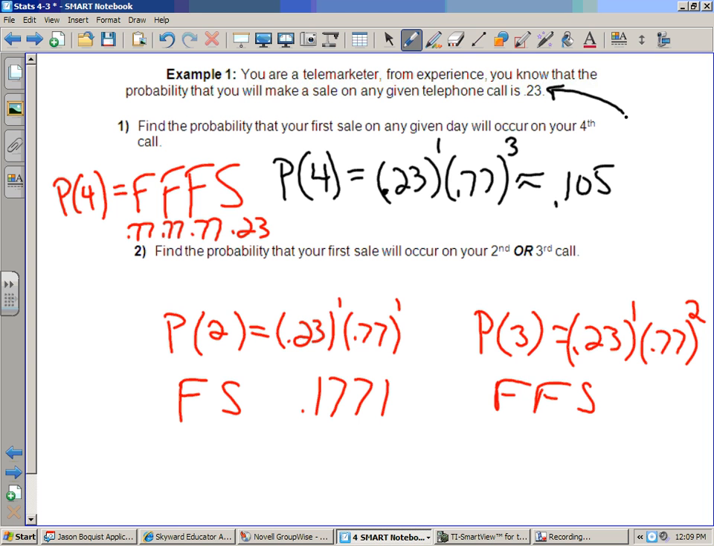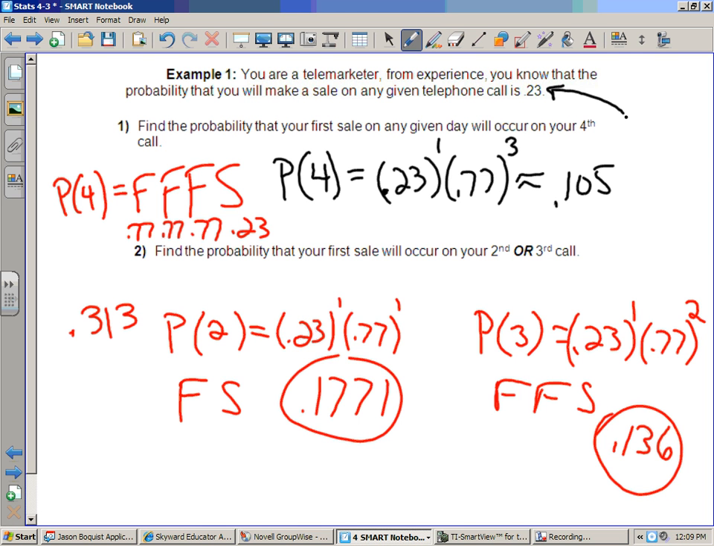And then over here it's saying I got about 0.136-ish, right? Again, where you round is kind of up to you on these unless I specify. And so you add them together and you get something. So you take this answer, add that answer, because that's 2 or 3, and you get about 0.313-ish, right? Somewhere in there. You agree with that? Okay. So 31.3% chance on 2nd or 3rd call. Believable?